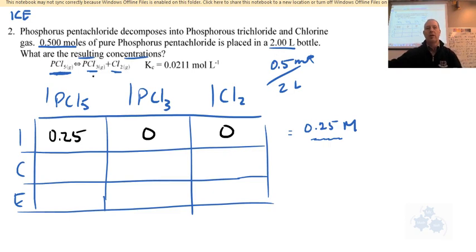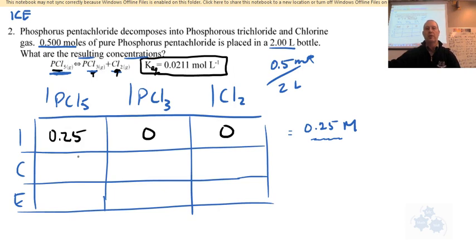The other compounds here are not mentioned at all. It just says we start with this, so we can assume that we have 0 at the very beginning of all the other things. All right? So we want to find out what the equilibrium concentrations are, so we're looking for this bottom row. How we do this is we understand that we're going to have to use the Keq, and sometimes you'll see this as a Kc. We always call it a Keq.